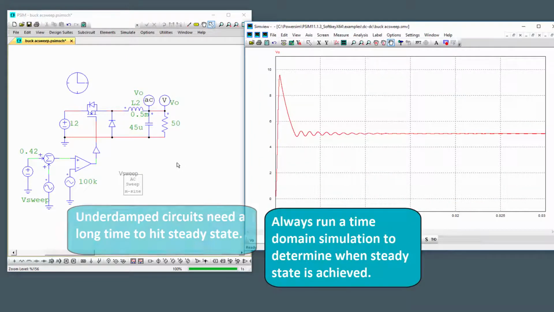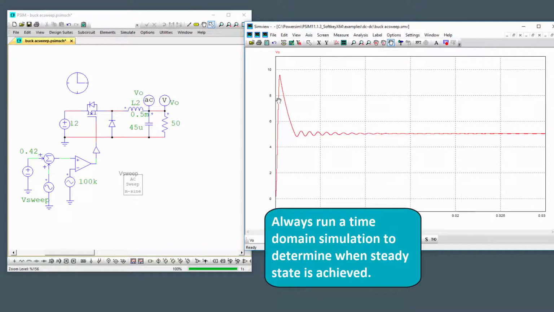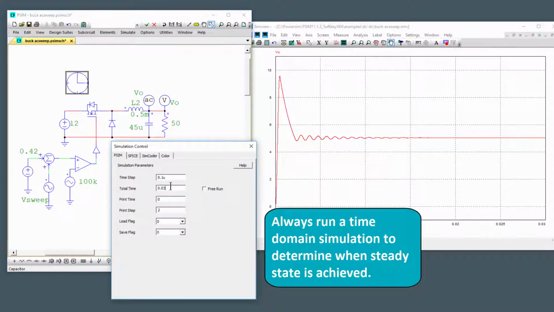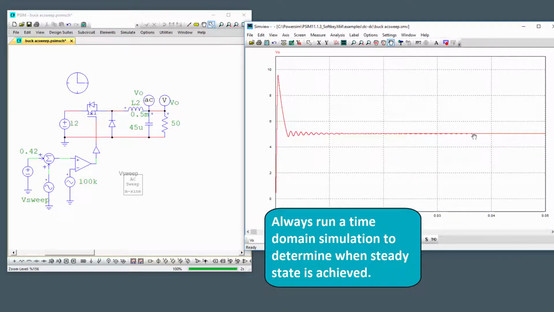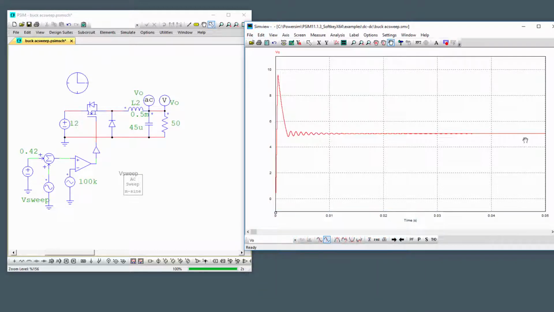So just running a time domain simulation, we can see that there's a lot of oscillation at the beginning, and then it's not settling out really for quite a while. So let's run this out to maybe 50 milliseconds and see when it does finally settle down. Even out towards 50 milliseconds, there's still some oscillation around 30 milliseconds, but definitely by 50 milliseconds we're okay.